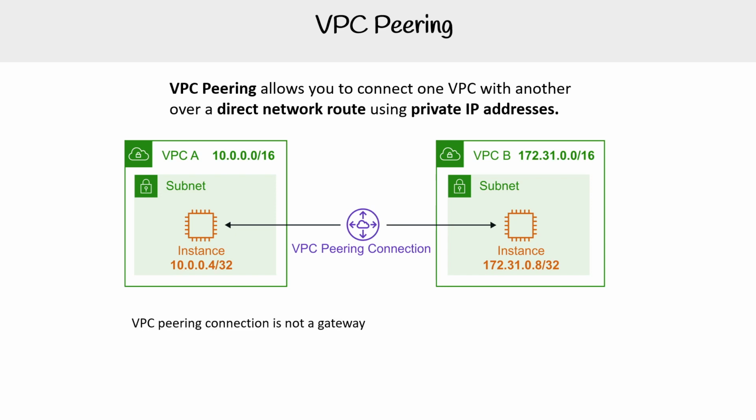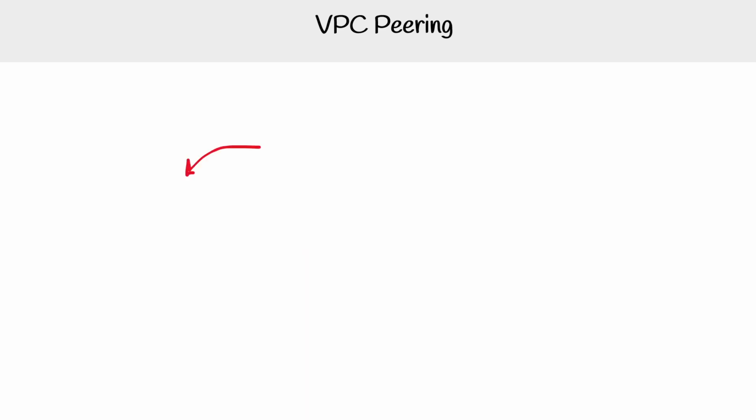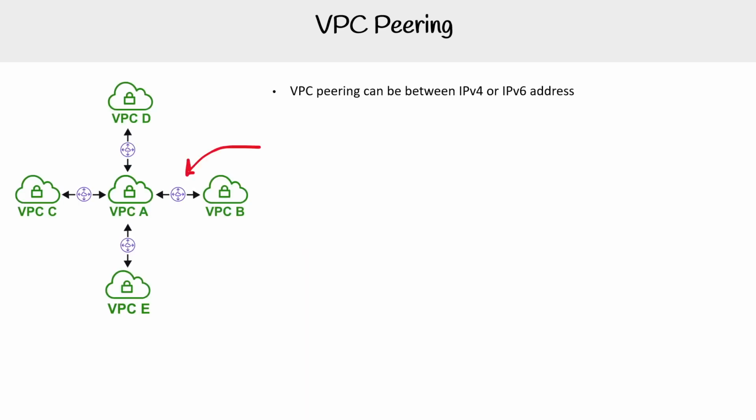So VPC peering connections is not a gateway. It's not a VPN connection. It does not rely on a separate piece of physical hardware. There's no single point of failure for communication or a bandwidth bottleneck. So it's a very simple way to set up VPC peering. And VPC peering can be between IPv4 or IPv6 addresses.